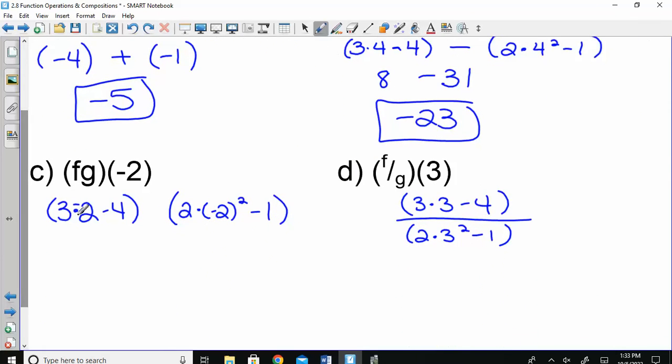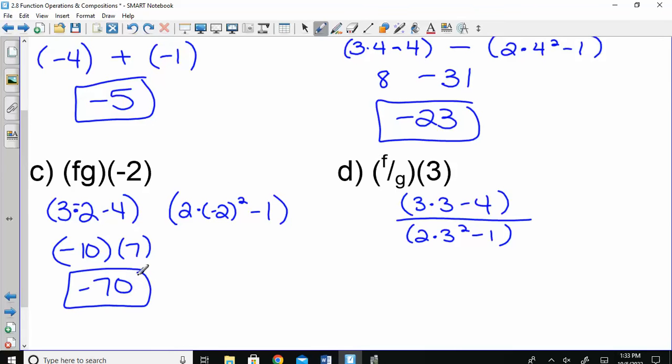So for part C, if you put a -2 into function f, you get -10. When you put it into g, -2 squared is 4, times 2 is 8, minus 1 is 7. So you get -70 out. The last one, 9 minus 4 is 5. And you have 18 minus 1 is 17. So you get 5 over 17. Are you guys okay with that?